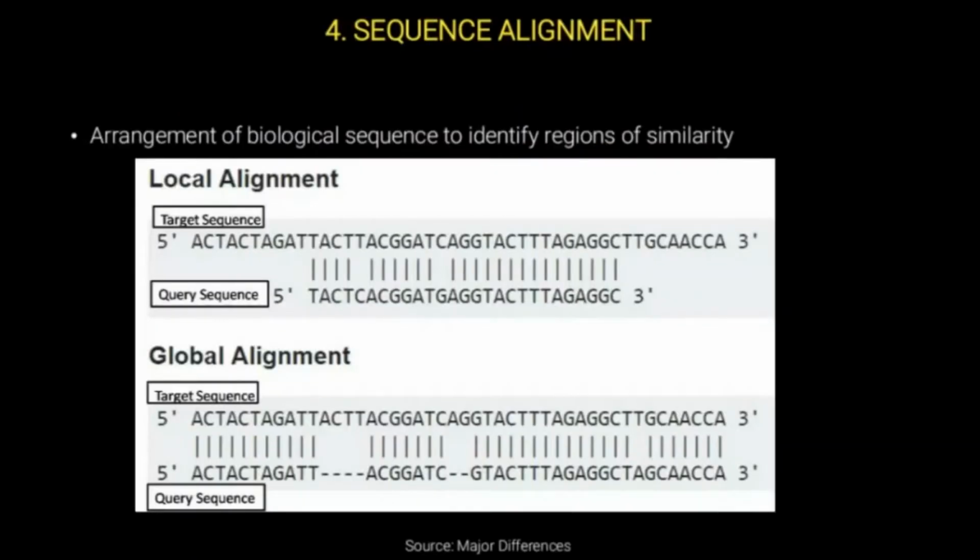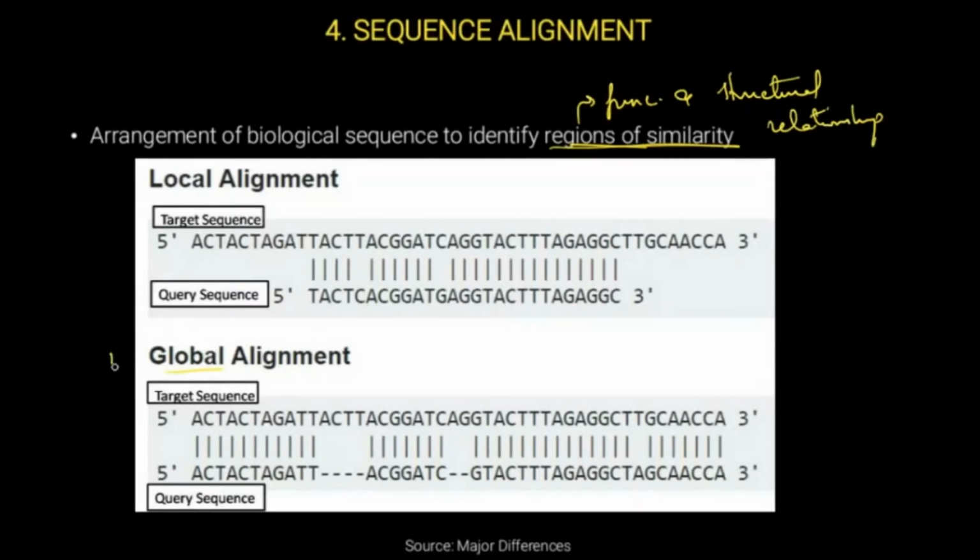Sequence alignment is a huge topic, so we are going to tackle it very superficially. But you can find some really thorough and interesting articles which I have linked in the description box. So, sequence alignment is the arrangement of biological sequences to identify regions of similarity that can help us understand functional and structural relationships between the sequences.